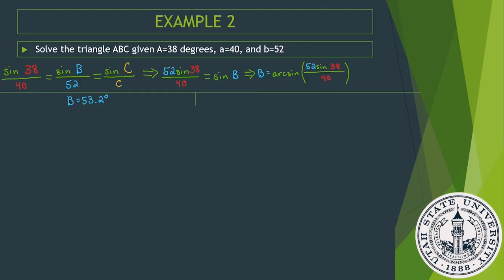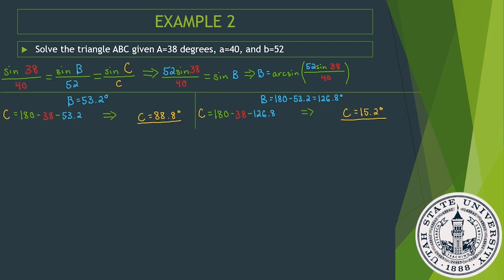Now just like we saw on the unit circle, there is another angle that could also fit in this triangle. We can solve for this other angle by subtracting our found angle from 180. This will give us a second possible angle of 126.8 degrees. Since there are two possible values for the angle B, there are two possible triangles. To be complete, we need to solve for the C values for both of these cases. The process is the same as the first example that we did, we just have to do it twice.